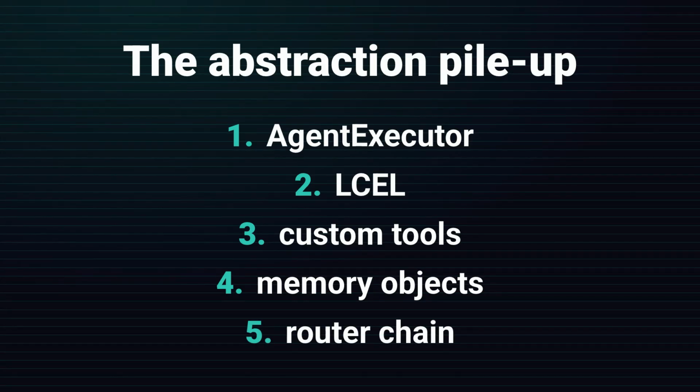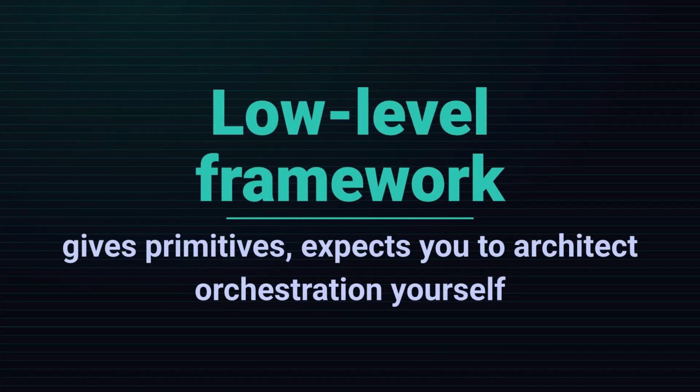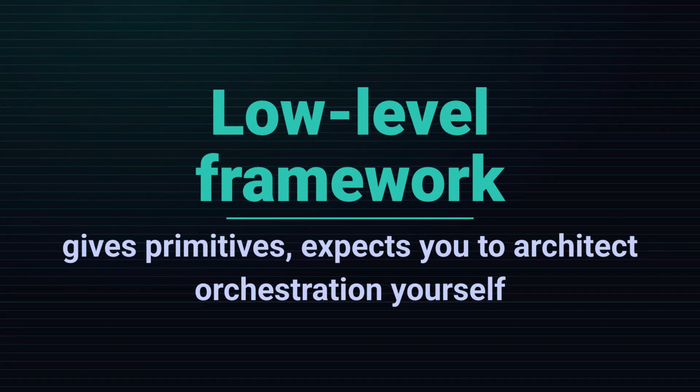The core issue isn't that LangChain is bad. It's that LangChain is a low-level framework pretending to be high-level. It gives you primitives and expects you to architect the orchestration yourself. When you don't have a clear mental model for how your agents should collaborate, you end up inventing one on the fly, and that improvised architecture is exactly what turns into spaghetti.